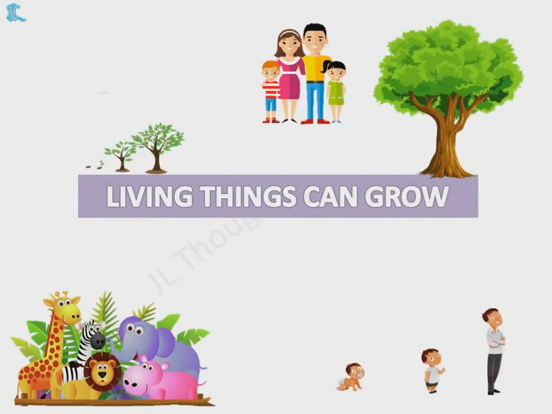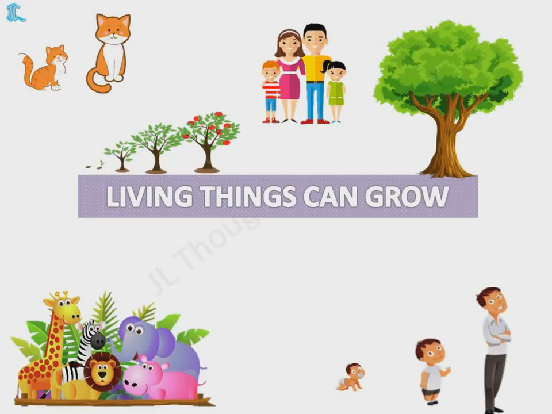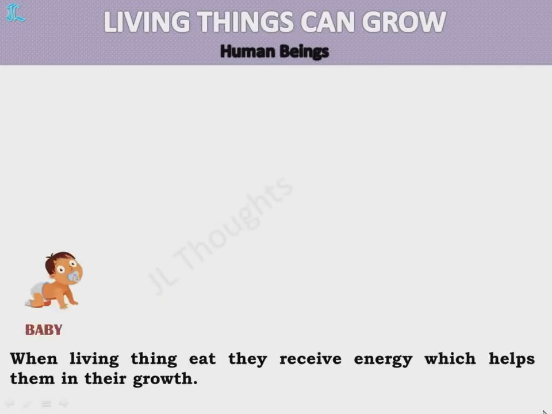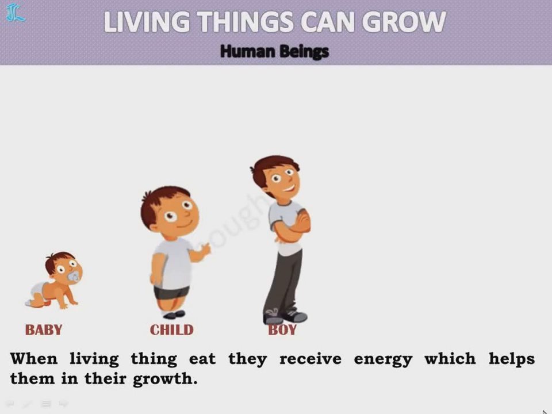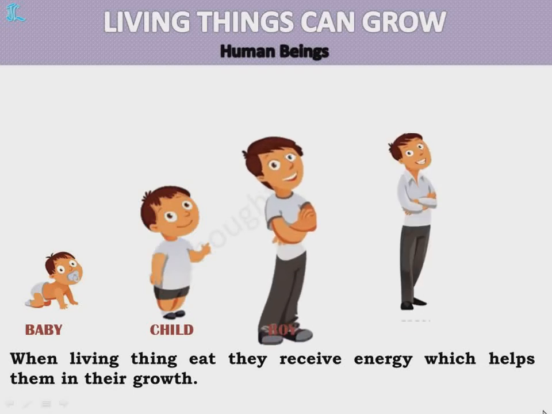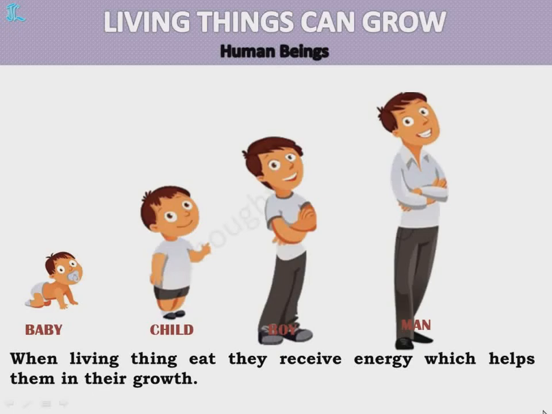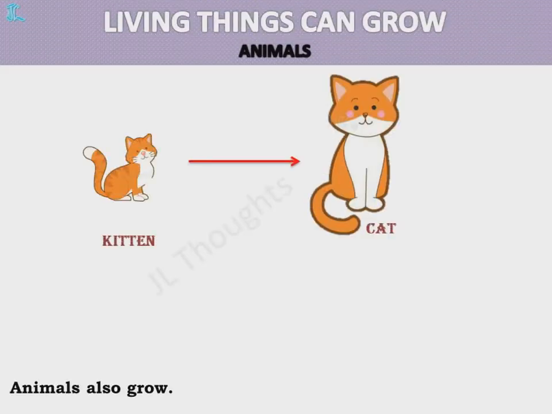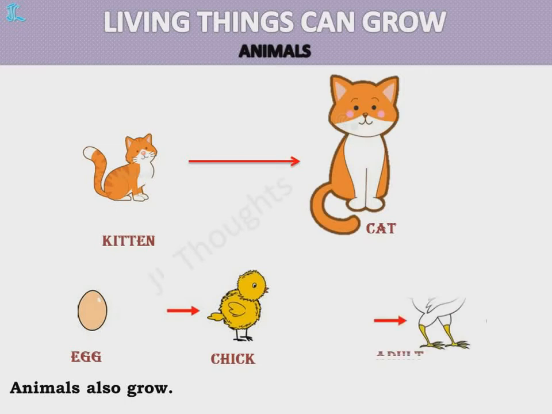Living things can grow. When living things eat, they receive energy which helps them in their growth. For example, a baby grows into a child, a child grows into a boy, and the boy grows into a man. Similarly, animals also grow. A kitten grows into a cat. An egg hatches into a chick and it grows into an adult.